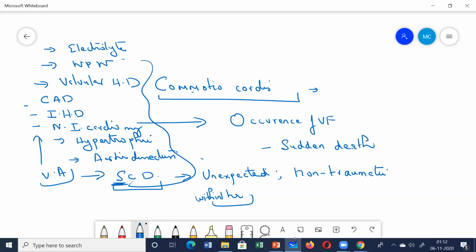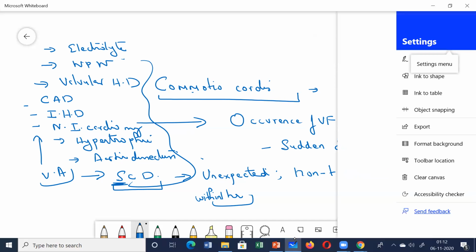So what is the treatment? How can you prevent? In this, mainly you have to prevent. No one says treatment of sudden cardiac death, you have to mainly think about the prevention. So there are two types of prevention, one which is called primary prevention and secondary prevention.